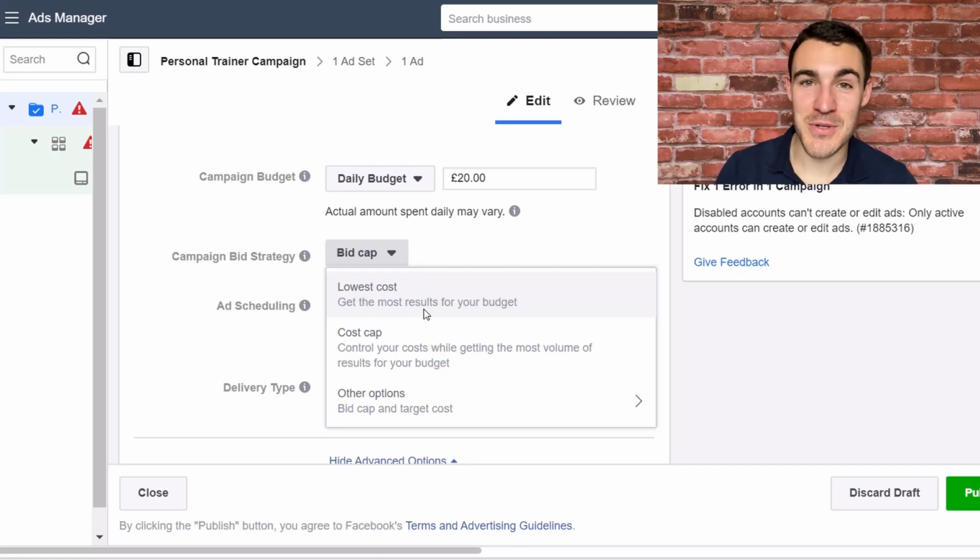I'm sure you want the most results for your budget. No matter what I'm spending, I want the most purchases, the most leads, etc. for that budget. Now, what that may mean is that you might launch a Facebook ad campaign and your conversion costs, once you've gone through the learning phase, of course, are really, really good. And then they start to climb.